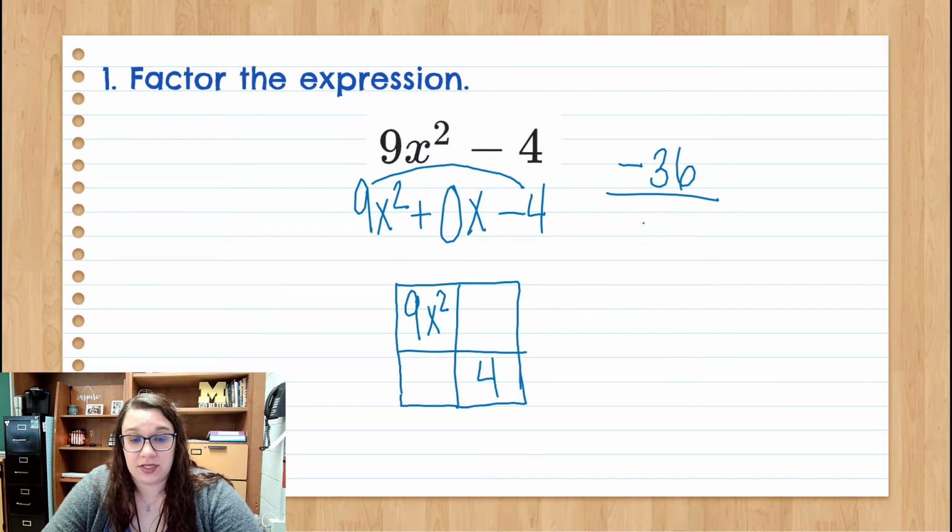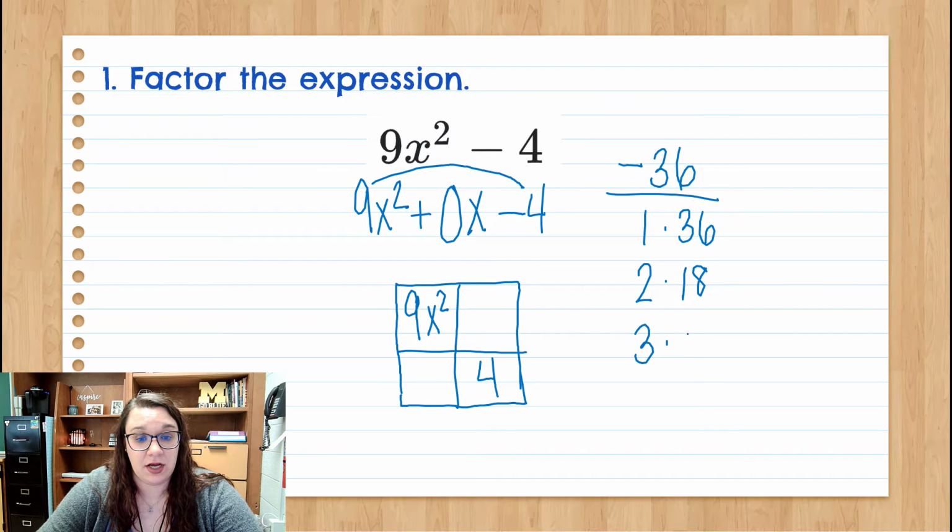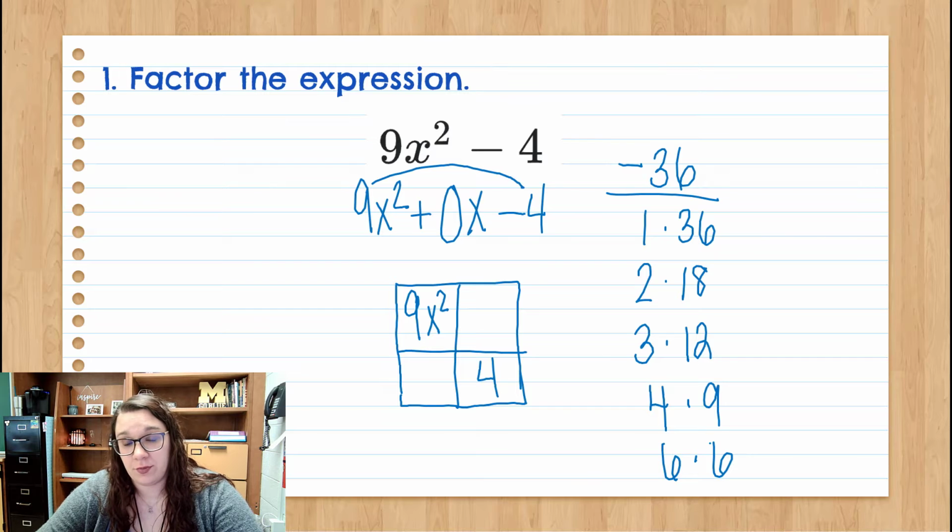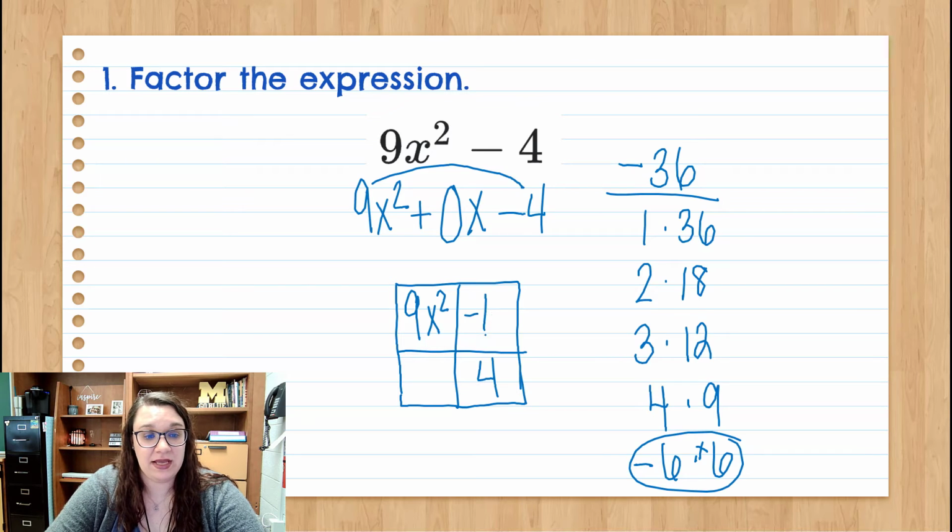The way to make a 36 is 1 and 36. 2 goes into it, 2 and 18. 3 goes into it, 3 and 12, sorry. 4 goes into it, 4 and 9. And 6 times 6. With this list, one of the two numbers is negative. The only way to make a 0 is if I use negative 6 and positive 6. So I've got negative 6x and positive 6x.